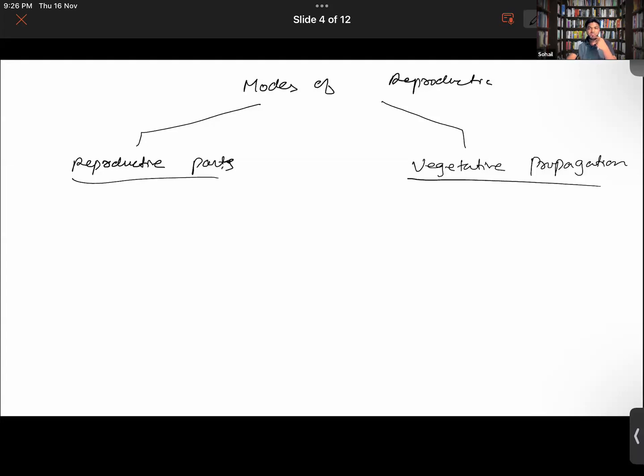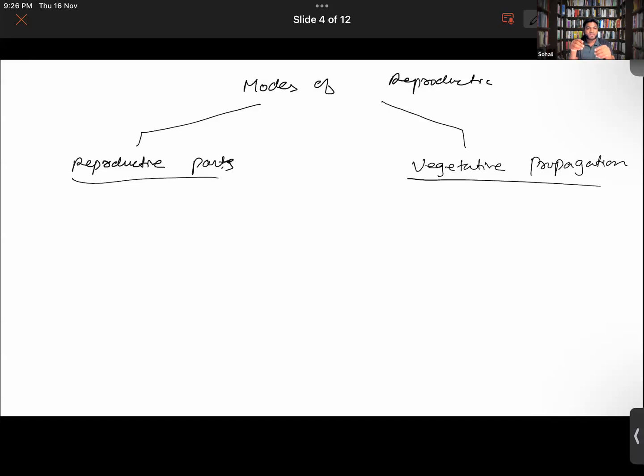So how do we understand sexual reproduction and asexual reproduction in context to the plants? In context to the plants, when new plants are produced without using seeds, that will be called asexual reproduction. When new plants are grown without the use of seeds, that is called asexual reproduction. Okay.